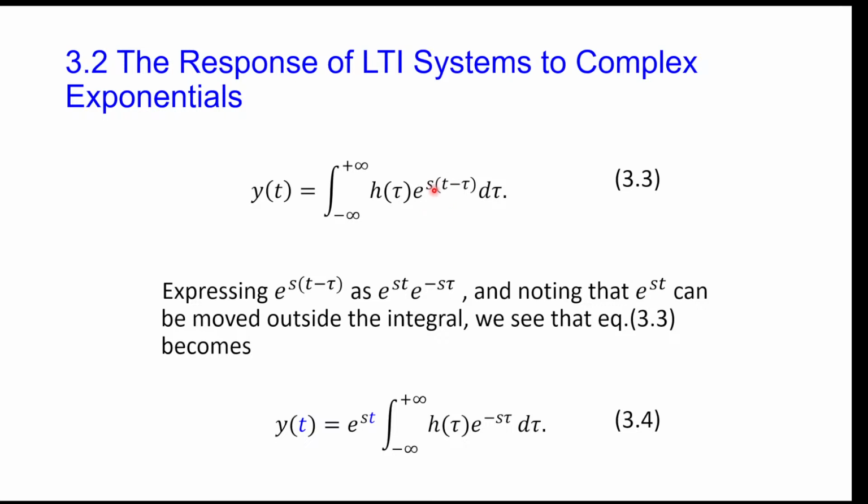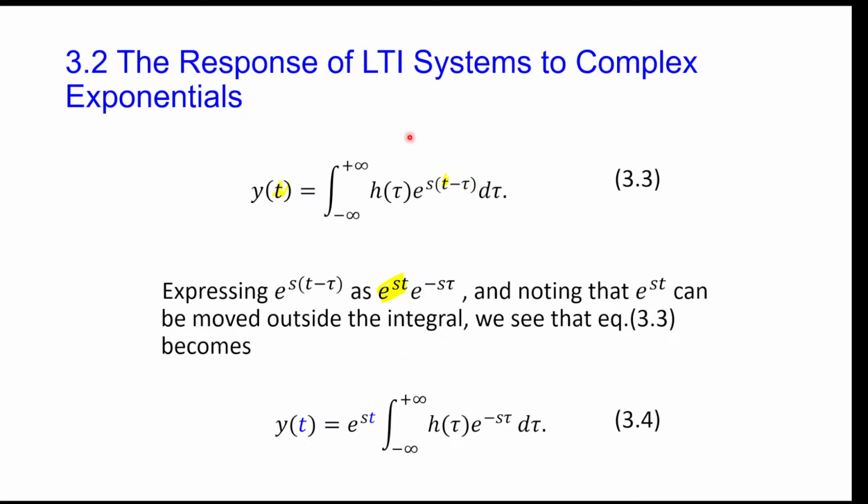So the only part that depends on t here is this t, right? And in terms of this decomposition, it is the e to the st part. Also, the nice thing is that the integration is on tau. So the independent variable is t, and the integration is on tau.